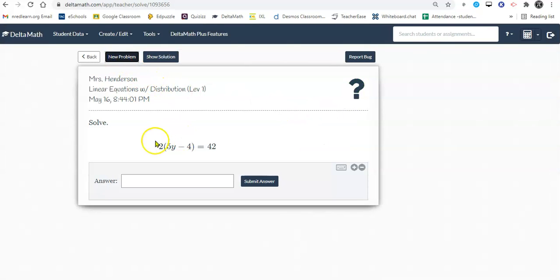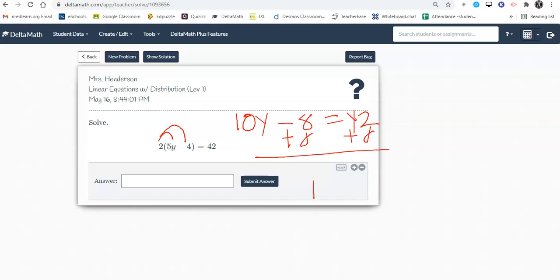All right. So you simply clear the parentheses by multiplying first. Right? 2 times 5y is 10y. 2 times minus 4 is minus 8. And then don't forget to use your properties of equality to add or subtract numbers from each side. So 10y is equal to 50. y is equal to 5.